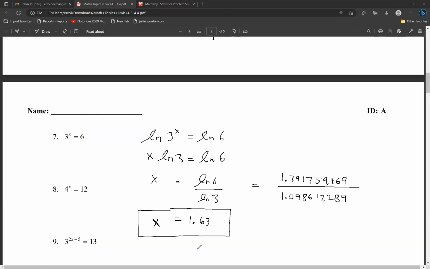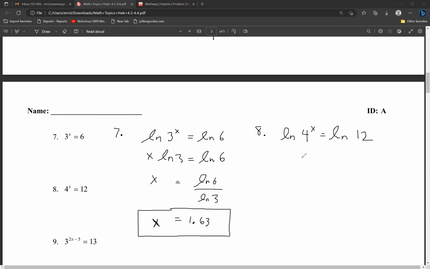All right, so 7 and 8 are similar. Let's do 8. This is 7 right here, and I'm going to do 8 on the right-hand side. 8 is done the same way. Just take the ln on both sides. So ln 4 to the x equals ln 12. According to our ln rules, we can just write the x in the front: x ln 4 equals ln 12. Now just divide both sides by ln 4, so ln 12 over ln 4.